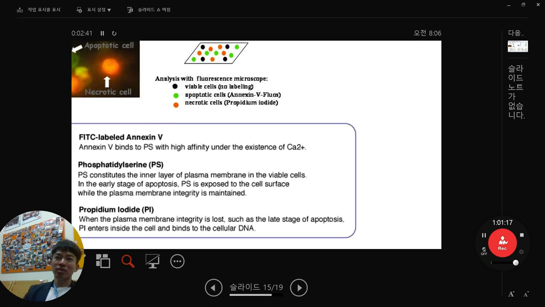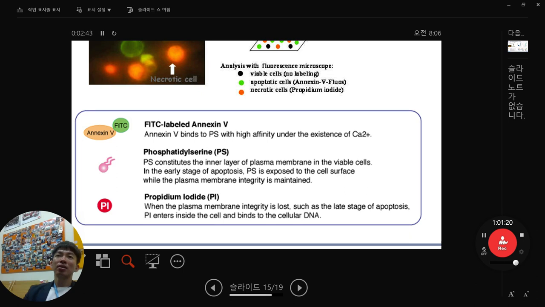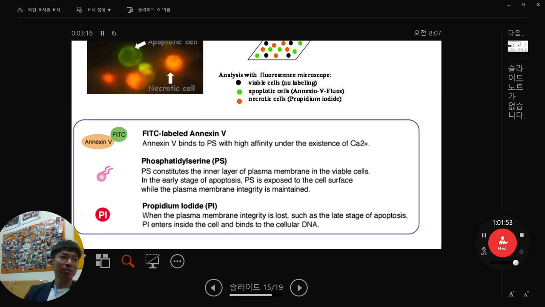Another way is better. Annexin V FITC binds the PS with high affinity in the presence of excess calcium. So when your cells start apoptosis, PS is converted to the extracellular side, and then annexin V FITC binds. PS is on the inner layer in a viable cell. In the early stage, PS is exposed to the cell surface, but they maintain membrane integrity. Their cell membrane changes but is not ruptured, so only the green signal is positive.